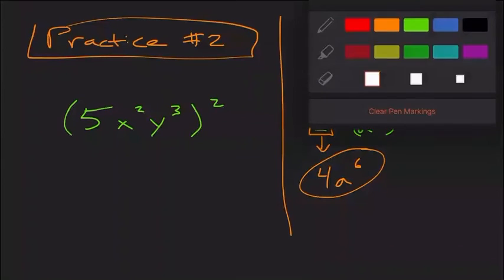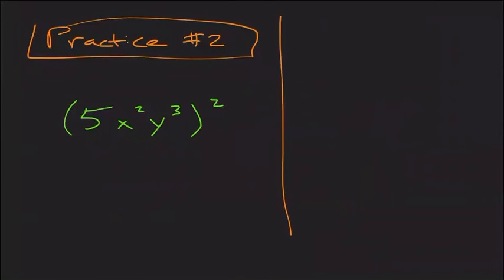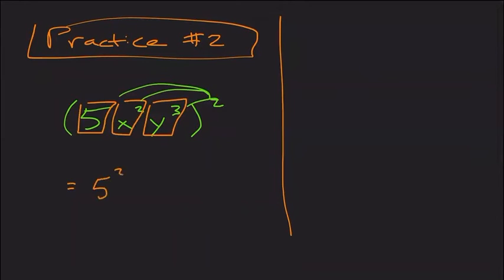All right, so let's have a look together now. So this time it's a little bit different in that we have 3 things being multiplied: 5 times an x squared times a y cubed. And this needs to go to all of them like we said. So this is going to become 5 squared times x squared raised to the second times y cubed raised to the second.